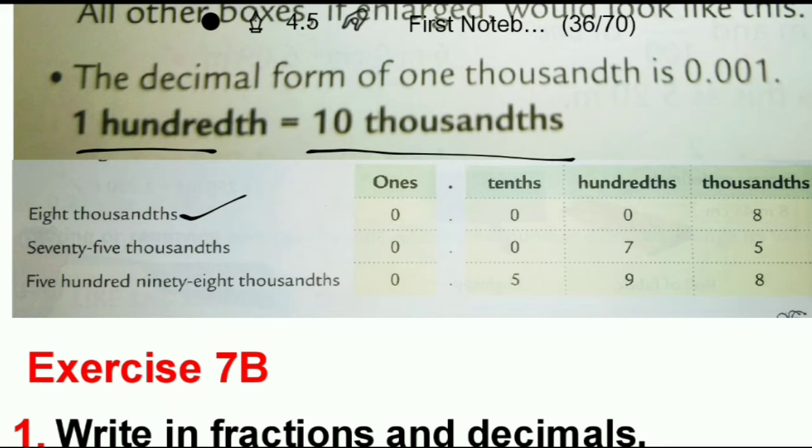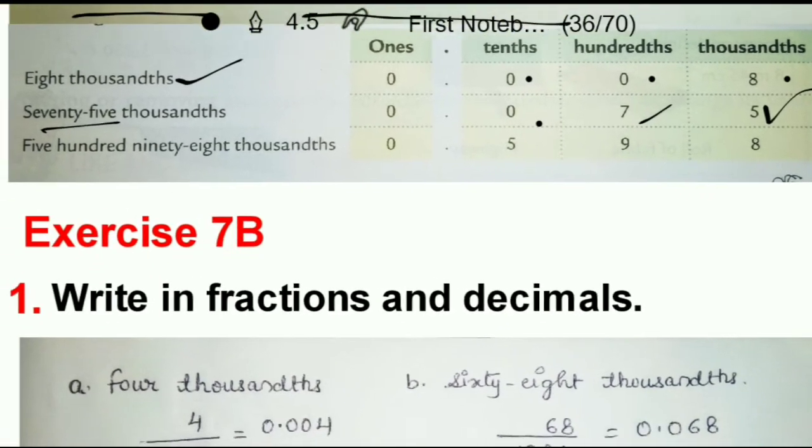So here 0.008, and 0.075. So 0.075 means the tenths place will be 0, the hundredth place 7, and the thousandth place 5. Like this we can solve it.